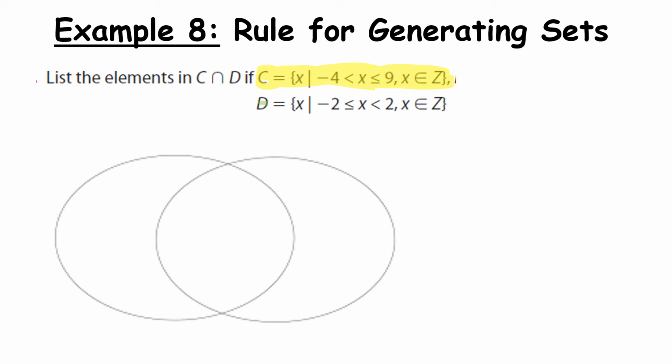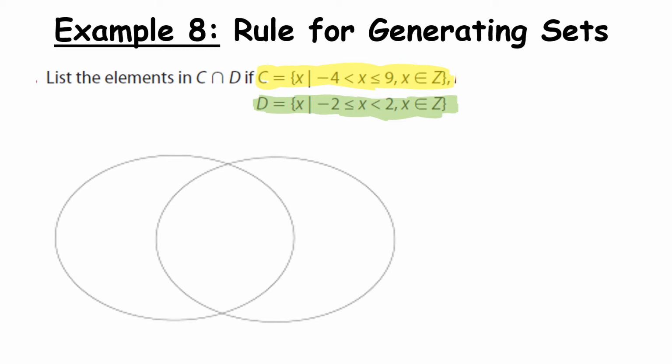We then have a very similar rule here for D. For D, they tell us that the elements are between -2 and 2. -2 is included, 2 is not included, and x is again an element of Z. It is an integer. So we want to work out what is the intersection.